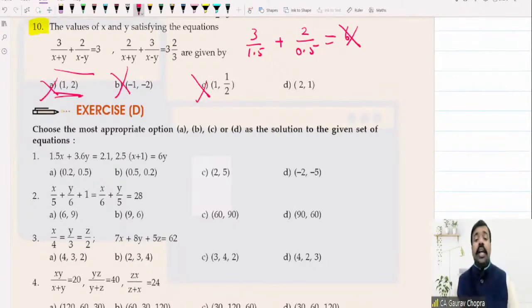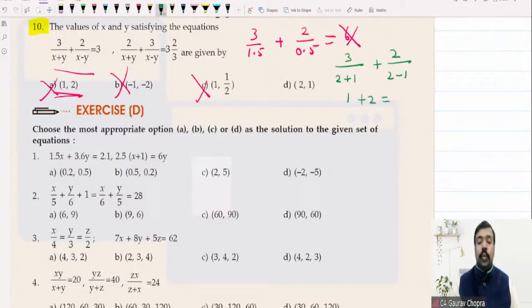But if we try the last one, that is 2, 1. Then it is 3 divided by 2 plus 1, plus 2 divided by 2 minus 1. So it will give 1 plus 2, that is 3. Now the equation is getting satisfied. Hence option number D is perfect. Option number D is correct. Great. So everyone has given the answer. Nice.